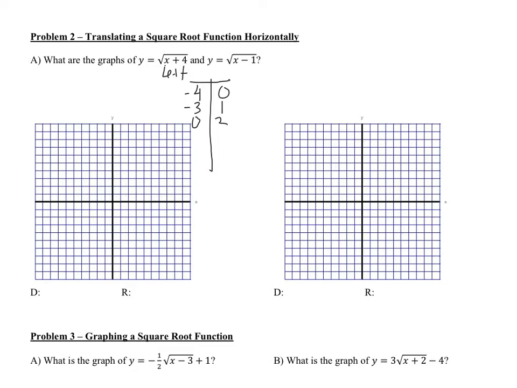The next positive root would be 9, so I have to think what number I should plug in. If I plugged 5 in, 5 plus 4 is 9, the square root of 9 is 3. Plot those points. Here we go, and graph it.